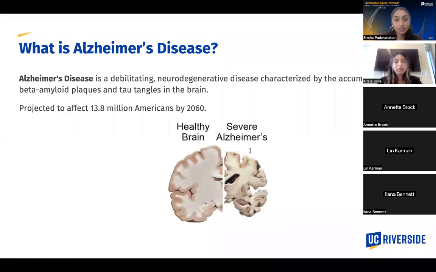So what is Alzheimer's disease? Alzheimer's disease is a debilitating neurodegenerative disease characterized by the accumulation of beta amyloid plaques and tau tangles in the brain. It's projected to affect 13.8 million Americans by the year 2060. The picture shows a comparison between a normal brain and a brain with Alzheimer's disease. In the Alzheimer's disease brain, the ventricles are enlarged while the cortex is shrunken down due to neurodegeneration.